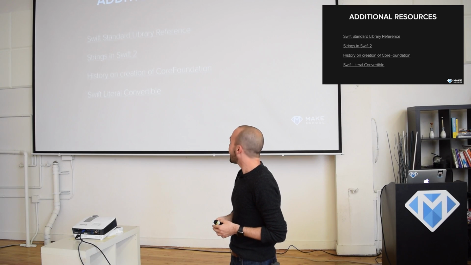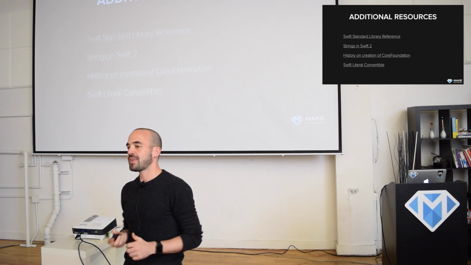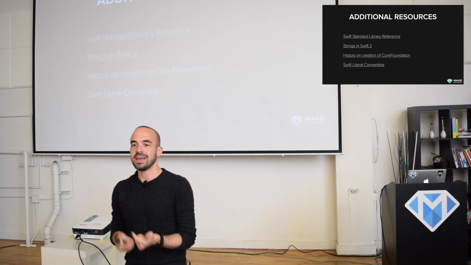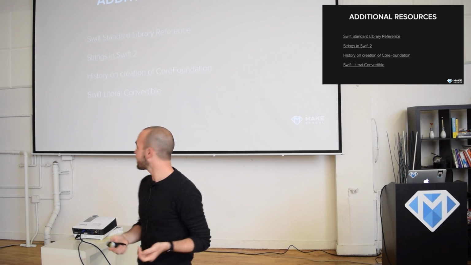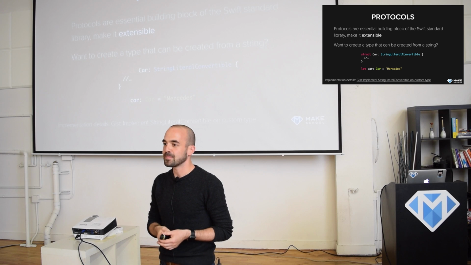Okay, that's basically it. The most important part is don't be confused by three standard libraries. If things have a prefix with CF, then they're Core Foundation, which is the oldest standard library. If they have NS, then it's the Foundation library. And if they don't have any prefix, but they're called things like string literal convertible, then they're Swift.